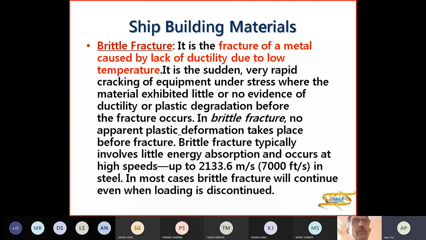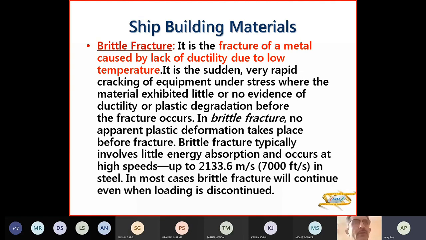So it is a fracture of a metal caused by lack of ductility due to low temperature. It is a sudden, very rapid cracking of equipment under stress with little or no evidence of ductility or plastic deformation before the fracture occurs. So you don't have a warning sign for this fracture. It occurs very suddenly.